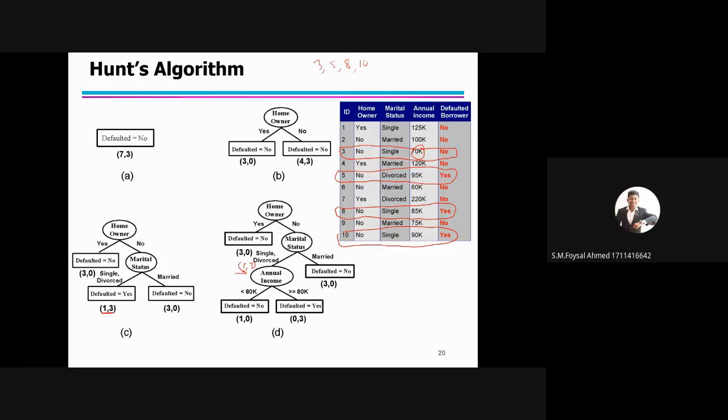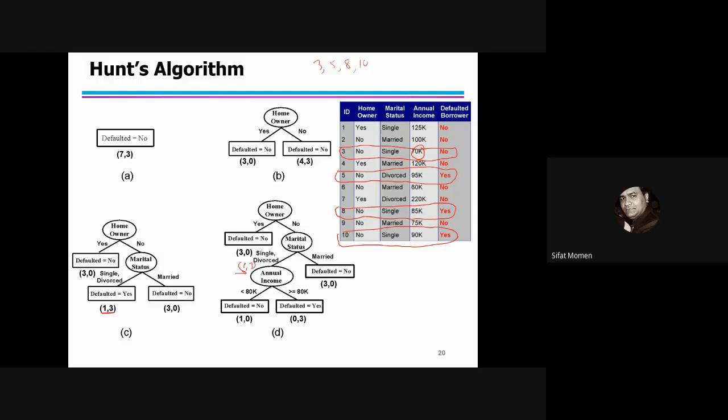Yes sir. Instance 5, smaller than 80k? No. Instance 8, smaller than 80k? No. And instance 10, smaller than 80k? No sir. So how many instances are smaller than 80k? One. And what's the output? No. Right. So smaller than 80k, there is only one instance, and that is no.